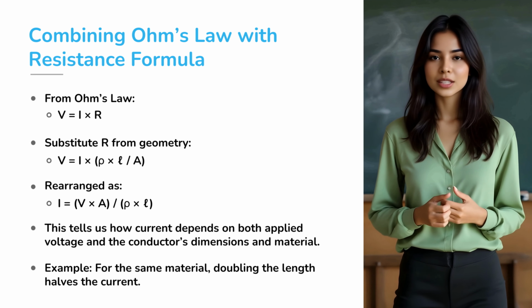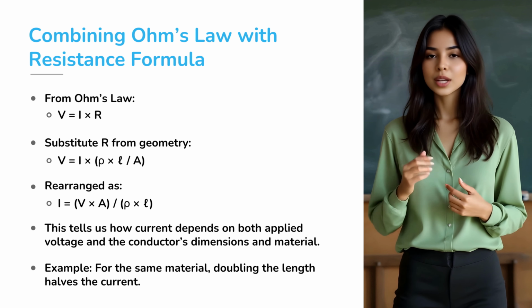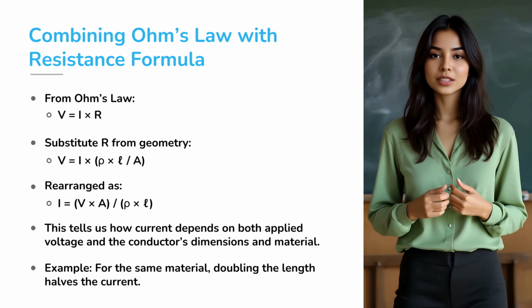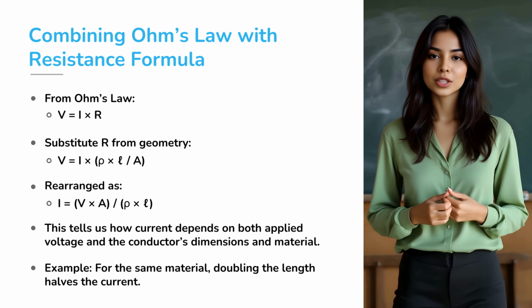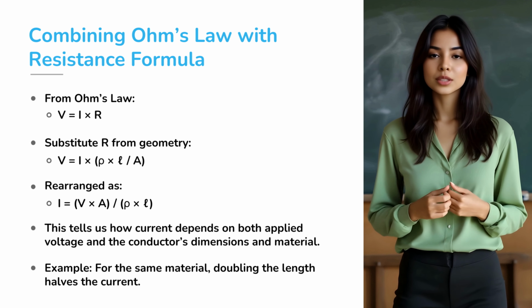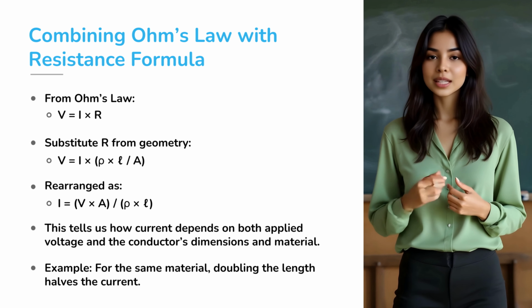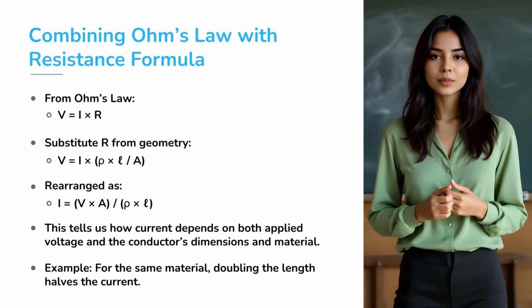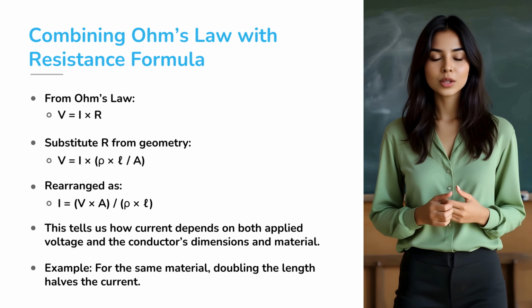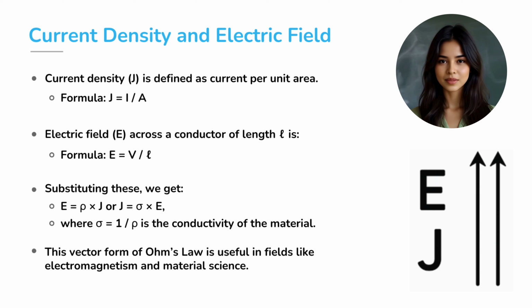This tells us that current increases when voltage or area increases and decreases when resistivity or length increases. In simple terms, more push and more space give you more flow. More resistance or longer path slows the current down. Let's now look inside the wire at what's happening per unit area.